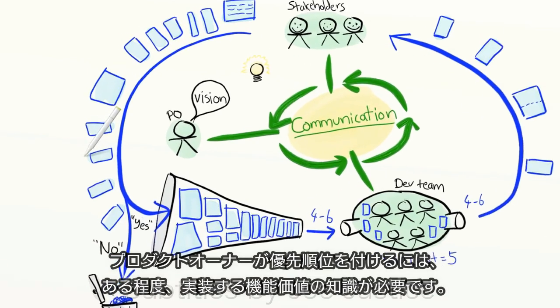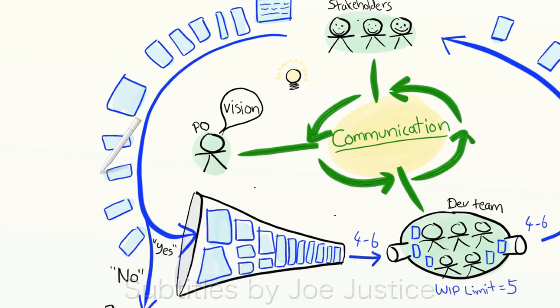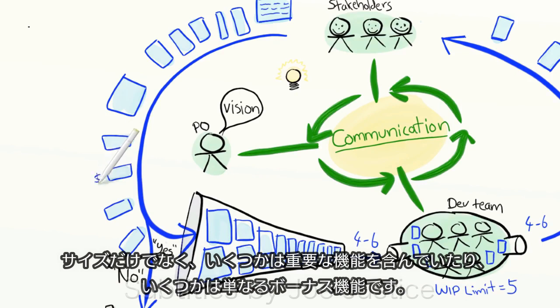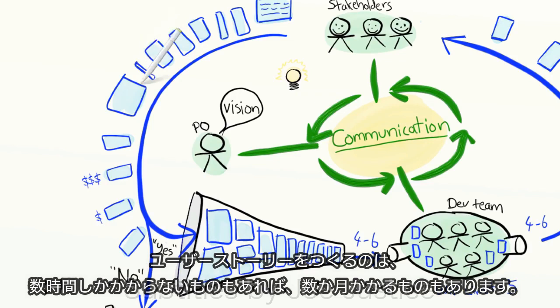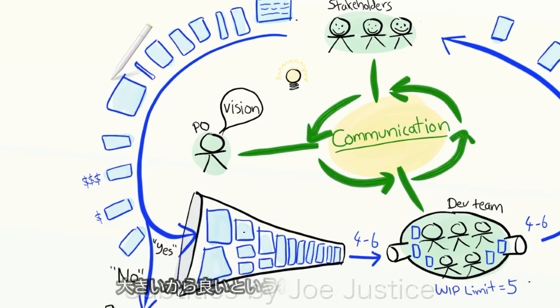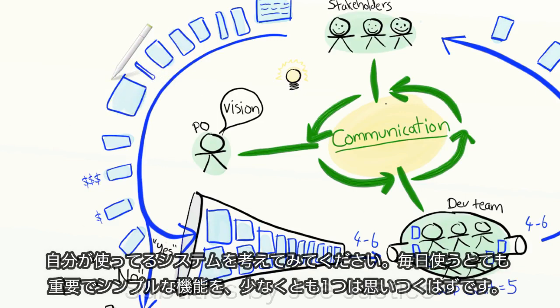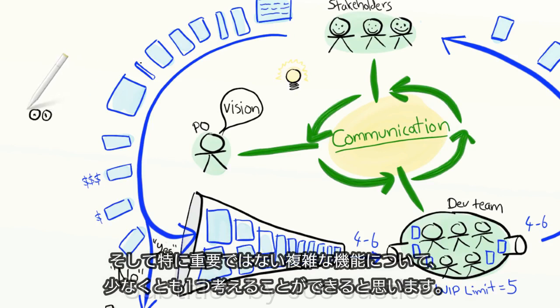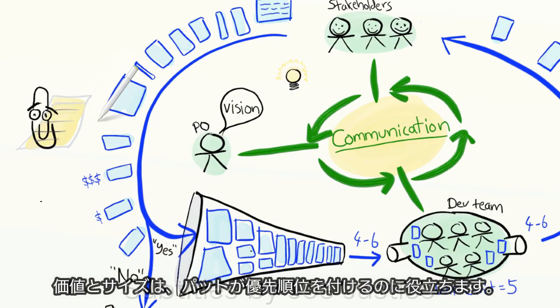To be able to prioritize, the product owner must have some idea of the value of each story, as well as the size. Some stories are critically important, and others are just bonus features. Some stories take just a few hours to build, and others take months. Now, guess what the correlation is between story value and story size? That's right, none. Bigger doesn't mean better. Think of any system that you've used, and I bet you can think of at least one really simple feature that is very important, that you use every day, and I bet you can think of at least one huge complicated feature that is totally unimportant.